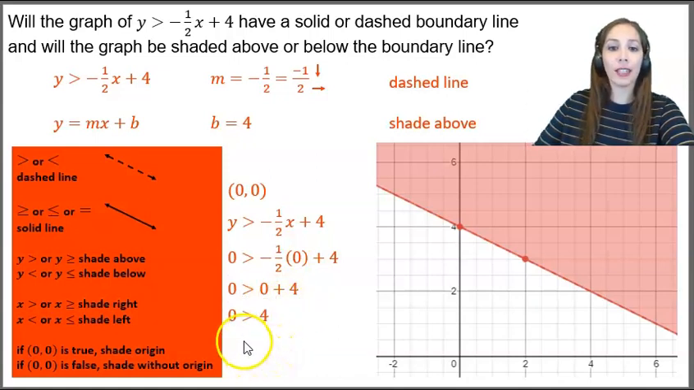Now you ask yourself, is 0 greater than 4? Is this true or is it false? And in this case, 0 can never be greater than 4. So this example right here is false. So since it is false, you will shade the side without the origin. Notice my origin is right here. That's how I knew to shade this side.